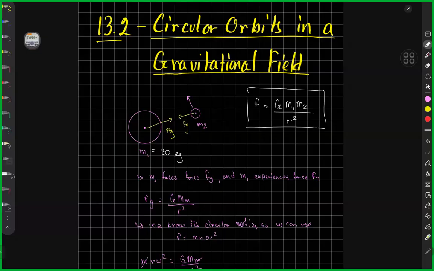Coming back to this topic, 13.2, it is circular orbit, and as I told you, the best way to imagine this is the satellite going around. Now, this is where circular motion comes in again. I told you guys, circular motion is not a lonely topic. It comes in with multiple other topics. So this is one of those topics.